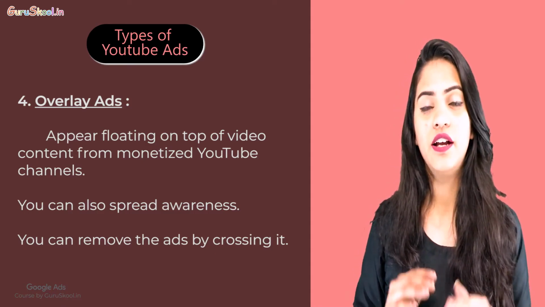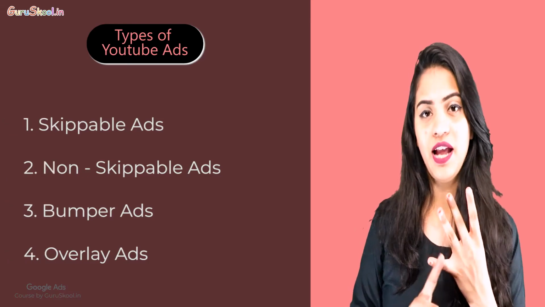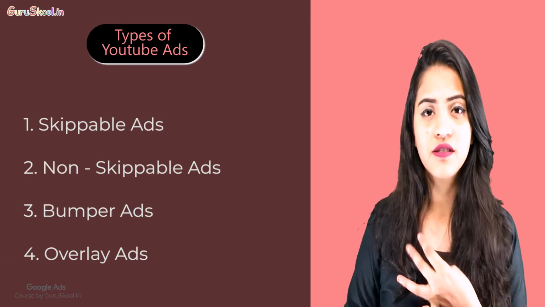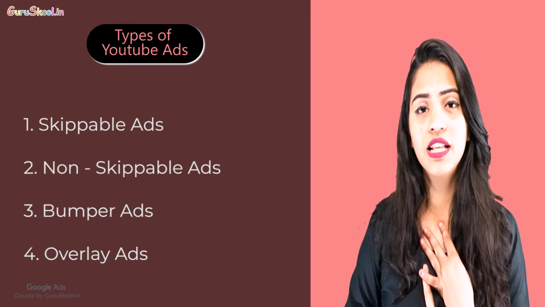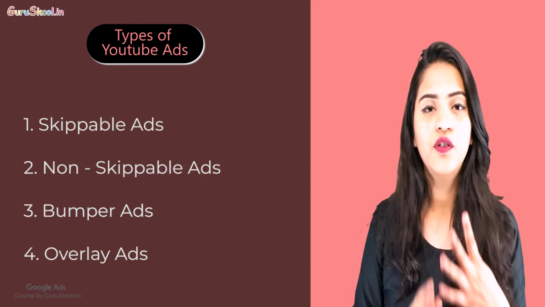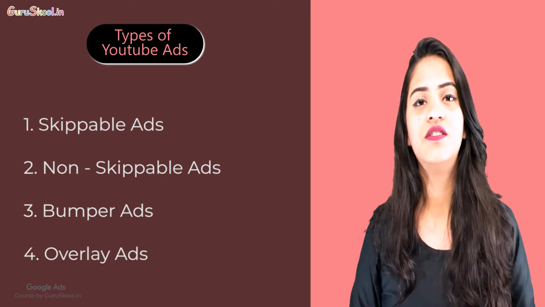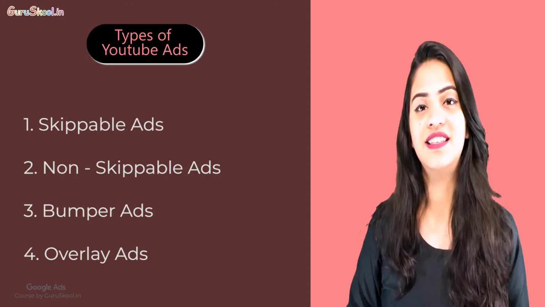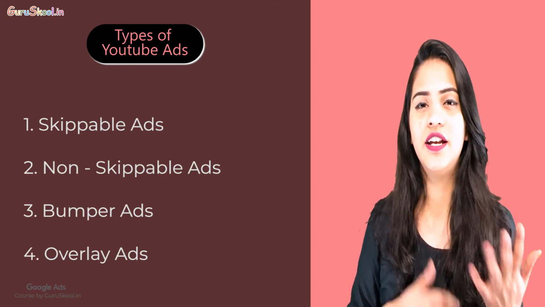So I told you the types: skippable ads, which you can skip in 5 seconds. Second is non-skippable ads, which last for 15 to 20 seconds, which you have to watch. Third, bumper ads, which last only 6 seconds, like they started and ended in 6 seconds.